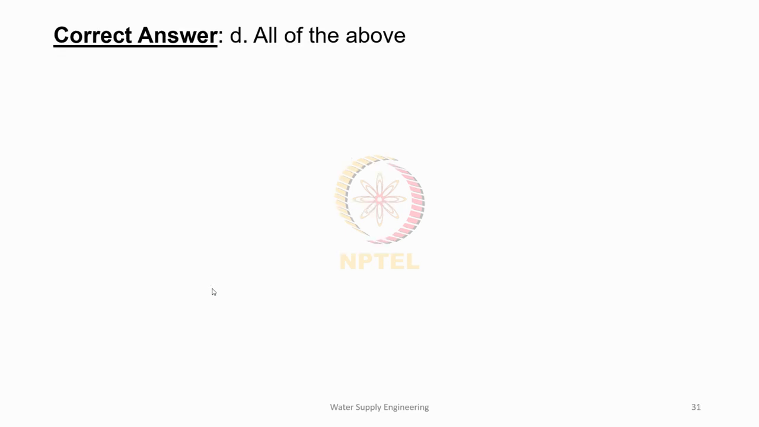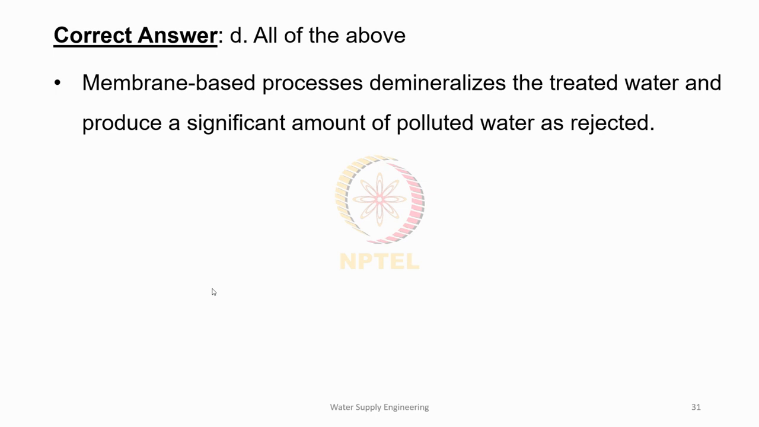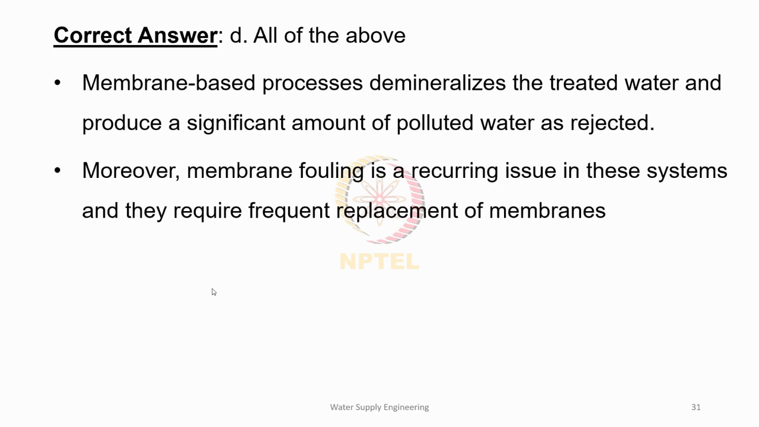Okay, so the correct answer is option D, all of the above. So, membrane based process demineralizes the treated water and it will produce significant amount of polluted water as rejected. Also, membrane fouling is a major problem in these systems. So, we have to replace the membranes frequently.